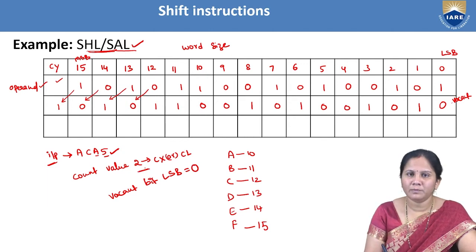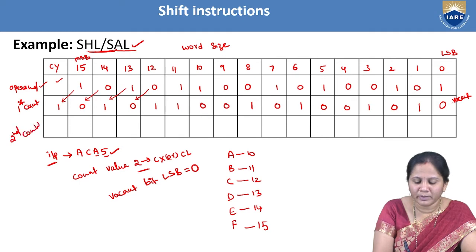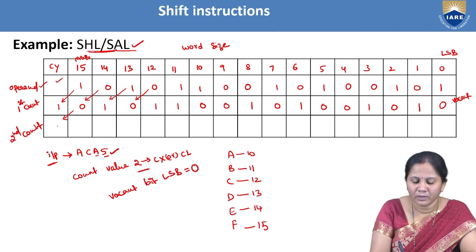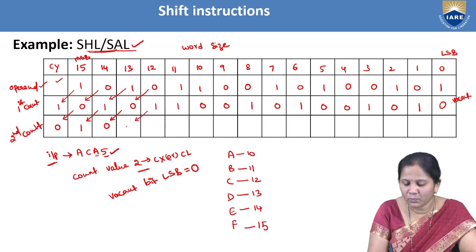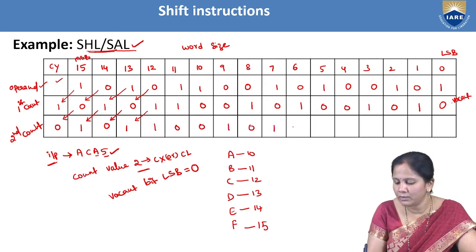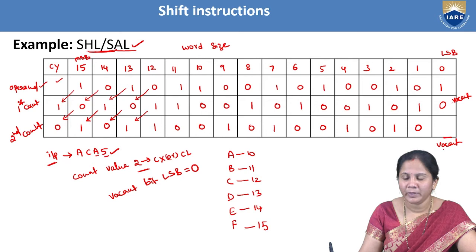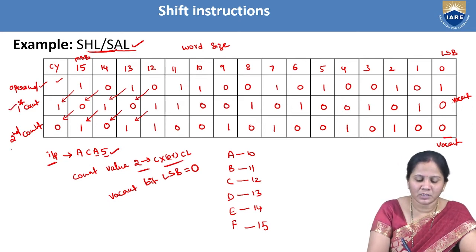Now, since the count value is 2, this is the first count. When the second count is performed, again one time the shift left operation will be performed. So if it is shift left, this 0 will be coming here. Again, one more time shift left, this is 1. This 0 will be coming here, because this is shift left, the data will be shifted towards the left by 1 bit. So 0, 1, and here comes 1, 1, 0, 0, 1, 0, 1, 0, 0, 1, 0, 1, 0. And here this is the vacant bit. This LSB bit will be vacant, and it should be filled with 0.